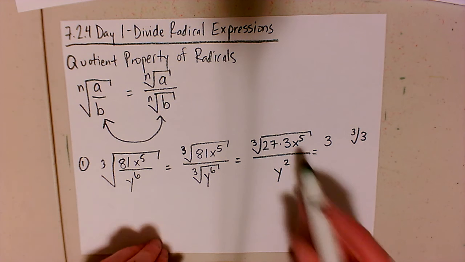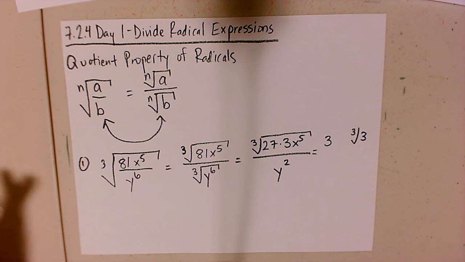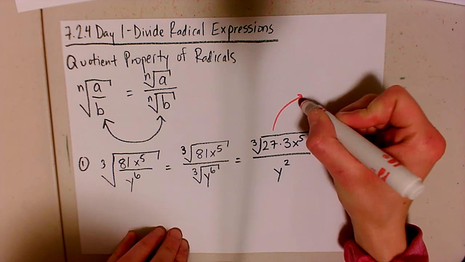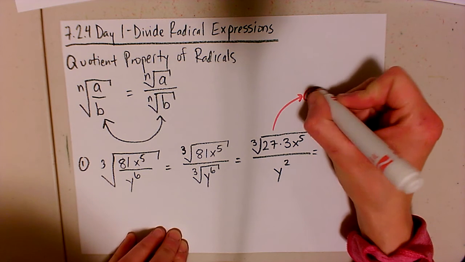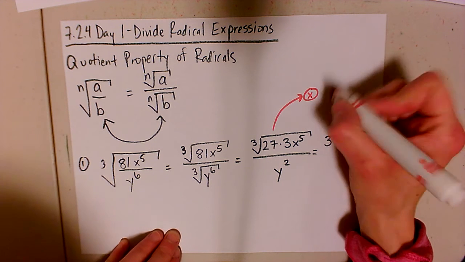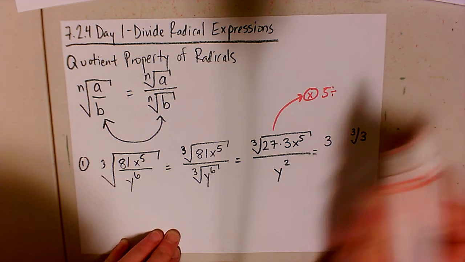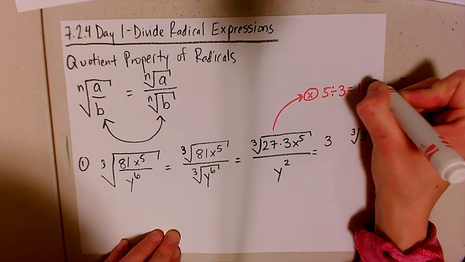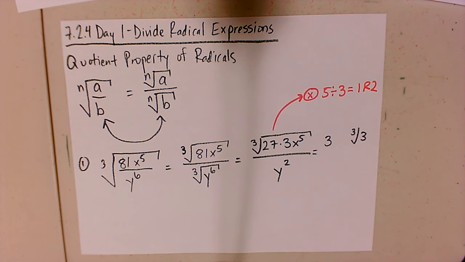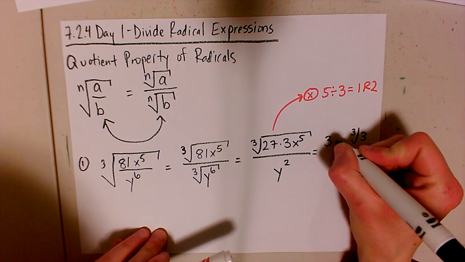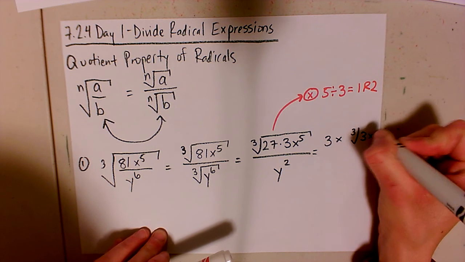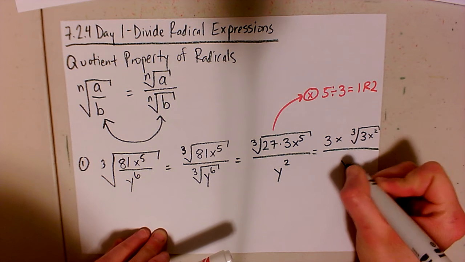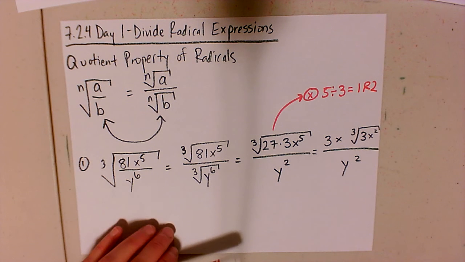And then the cube root of this x to the 5th, we can do that by going off to the side, and for x, we would take our exponent on the inside of 5 and divide that by our root of 3 on the outside, and we get 1 remainder 2. So that means that I have an x to the 1 on the outside and an x squared on the inside. And then this is all over y squared.